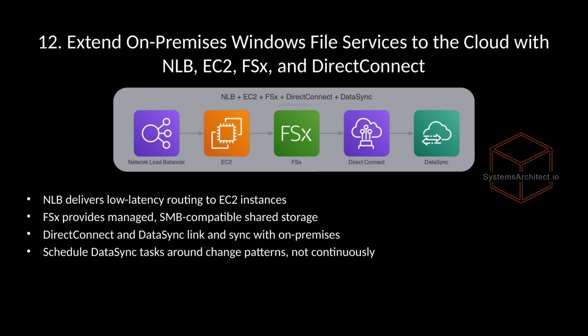An NLB distributes traffic to EC2 instances with very low latency. Those instances rely on FSx for Windows File Server for managed, SMB-compatible shared storage. Direct Connect provides a private network link back on premises, and DataSync keeps files synchronized without manual transfers. That combination means a Windows-dependent application can move to AWS without giving up the file semantics it was built around. It's the right fit for hybrid deployments that need genuine Windows file services and reliable connectivity.